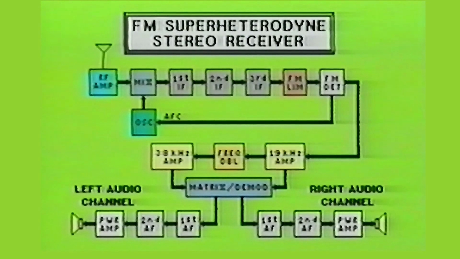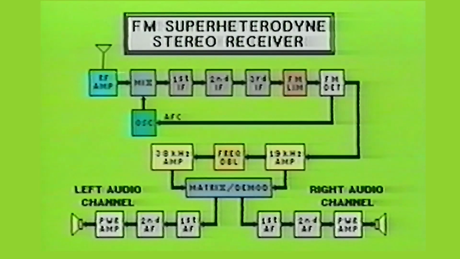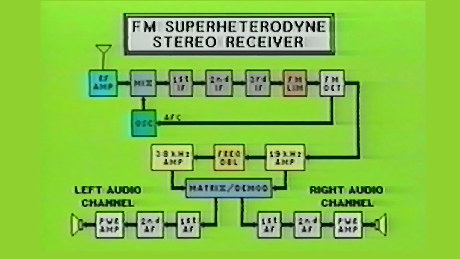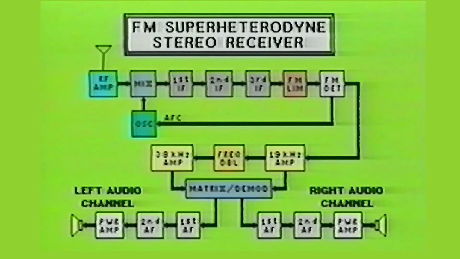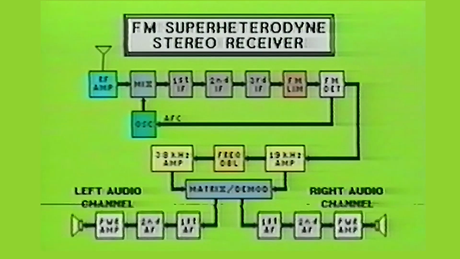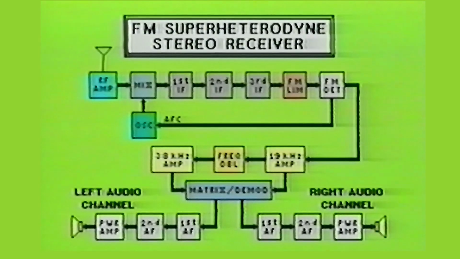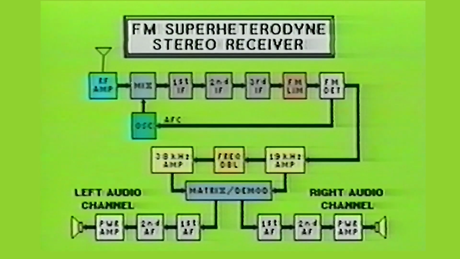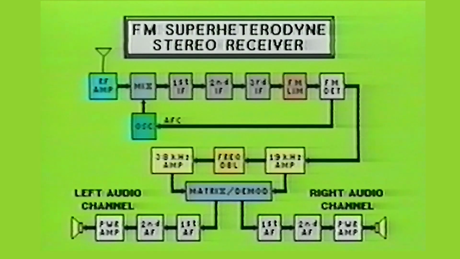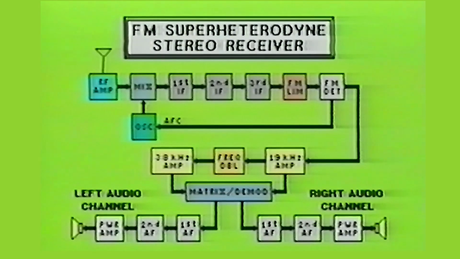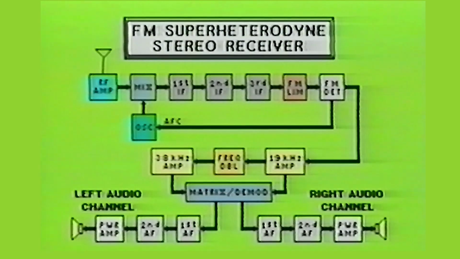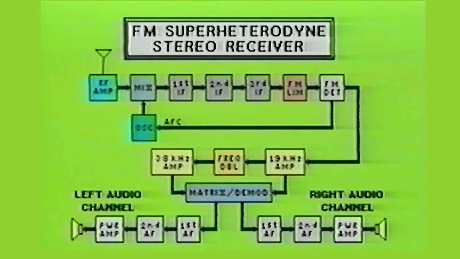Here you see a block diagram of a typical FM superheterodyne receiver. Through your study of AM radio, you should already be familiar with many of the circuits associated with this FM system. At this time, we will briefly discuss the overall function of the various blocks contained in this FM receiver. We will begin with the RF amplifier.